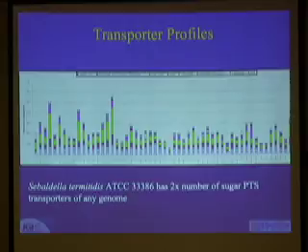And for example, both of them highlighted the same thing, so I'm highlighting it here. This one organism, this organism that was isolated from a termite gut, has twice the number of sugar PTS transporters of any of the previously 1,000 sequenced genomes.